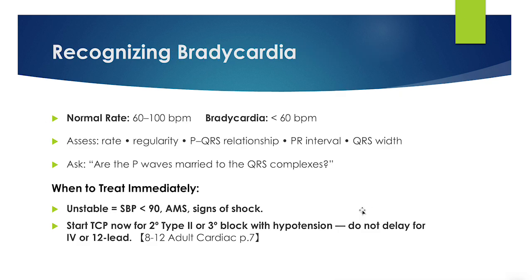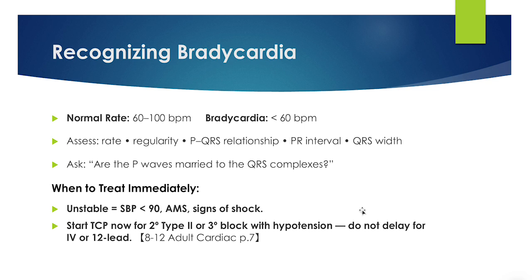So bradycardia in general is a heart rate below 60. We really start to worry about it when it goes down below 50. A lot of people will have some bradycardia normally. That's how they were born, or they were athletes as well.